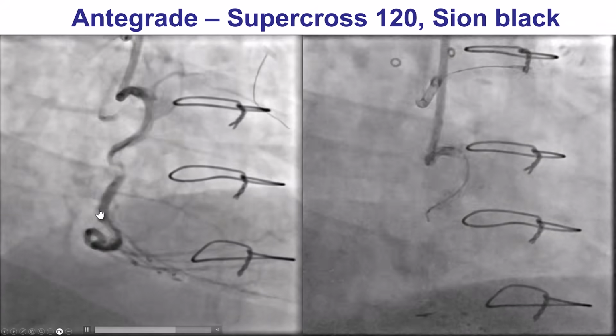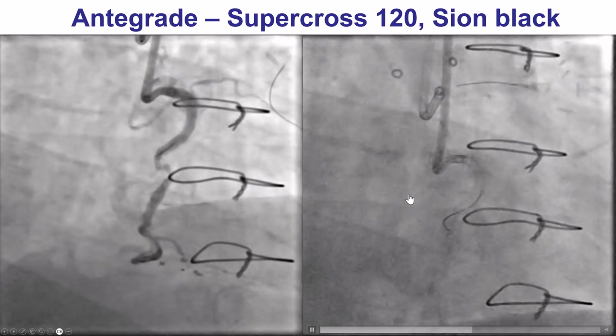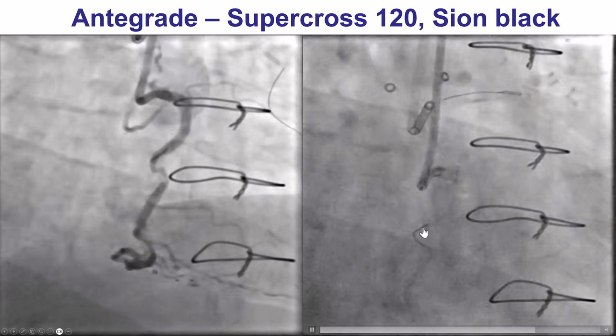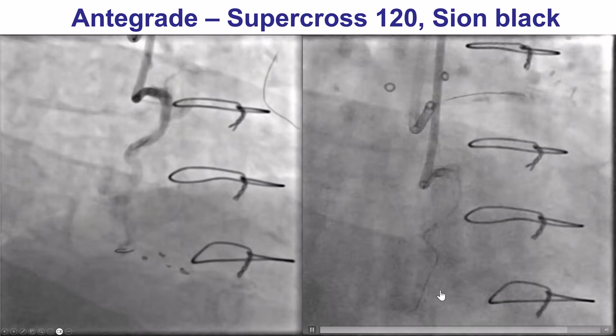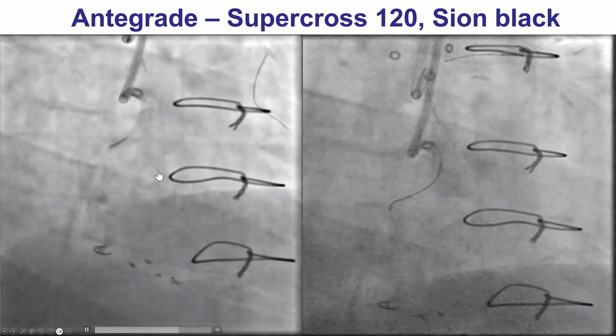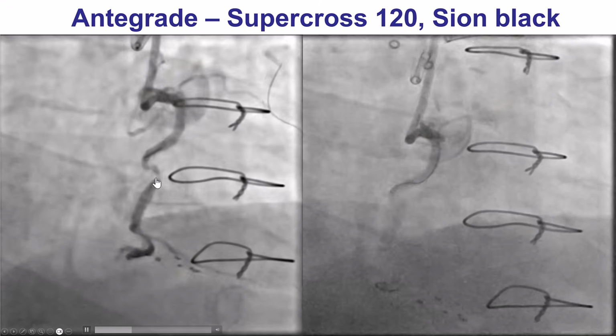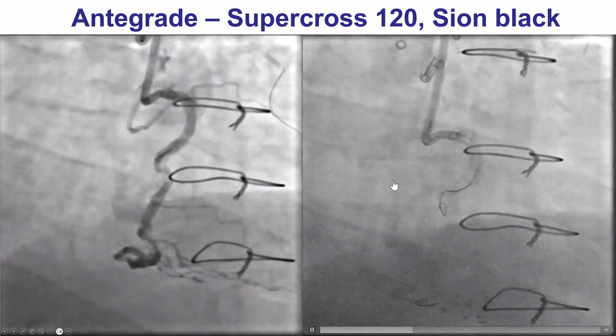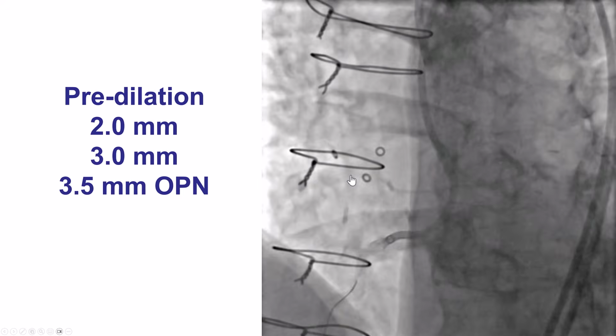advanced the SuperCross all the way to that bend, and then using the SuperCross to provide the bend and a Sion Black wire, we were able to take the bend with a Sion Black wire and not dig into the subintimal space. So we were able to finally wire it in the antegrade direction with the SuperCross 120.